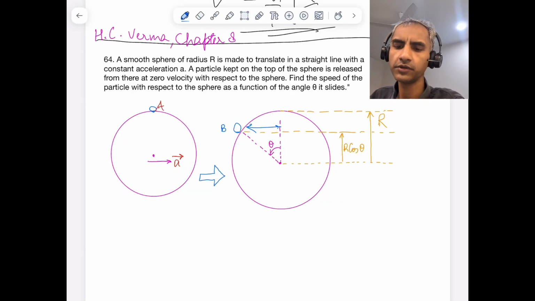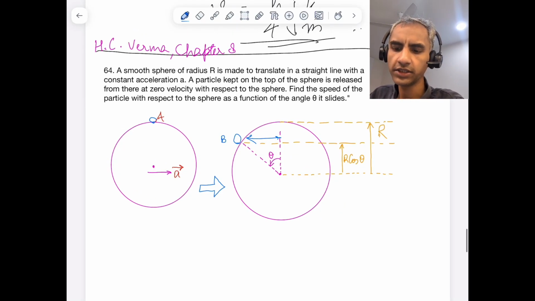Alright guys, let's discuss this problem. This is the last problem from the chapter on work and energy in IIT Verma.